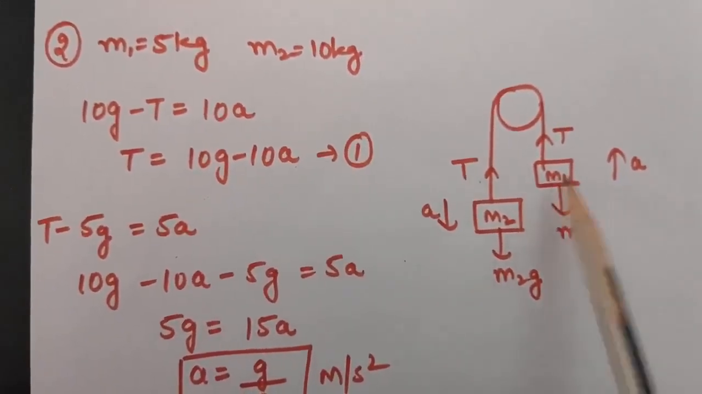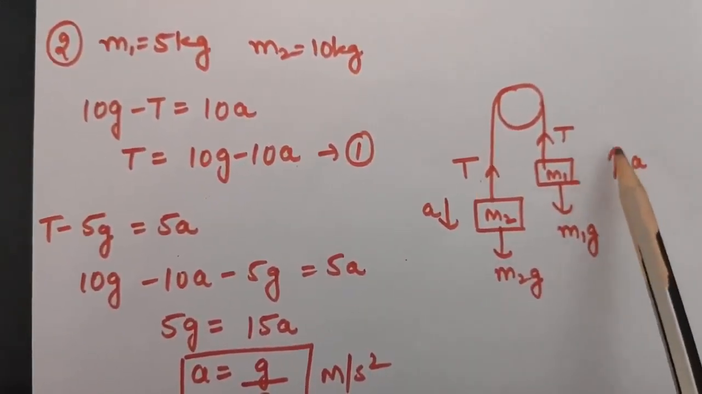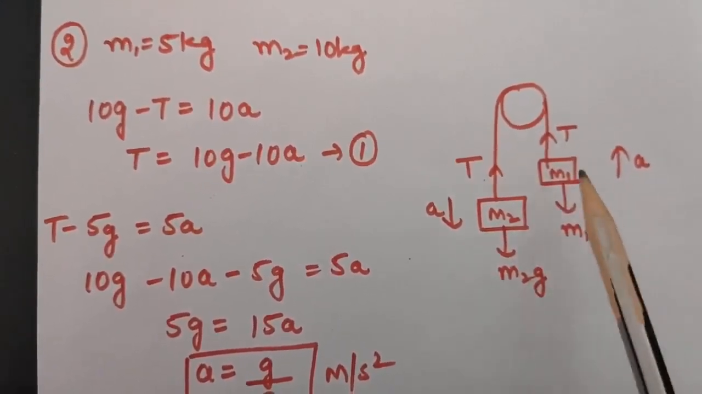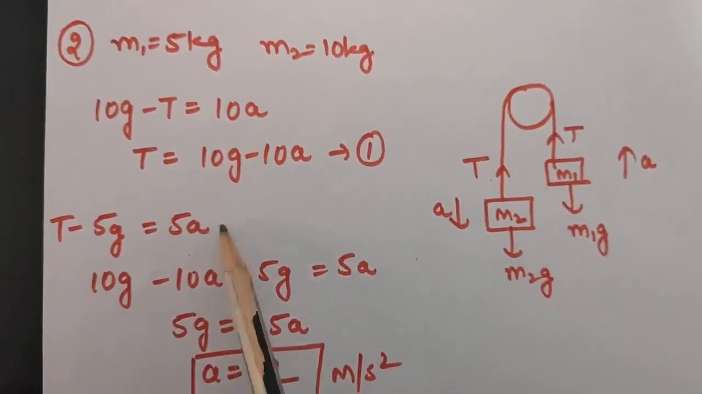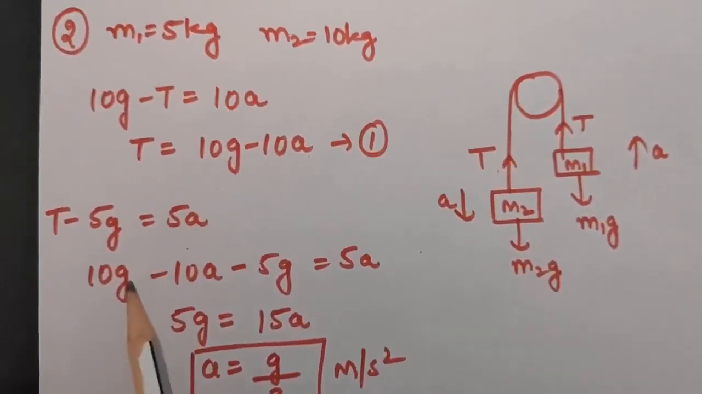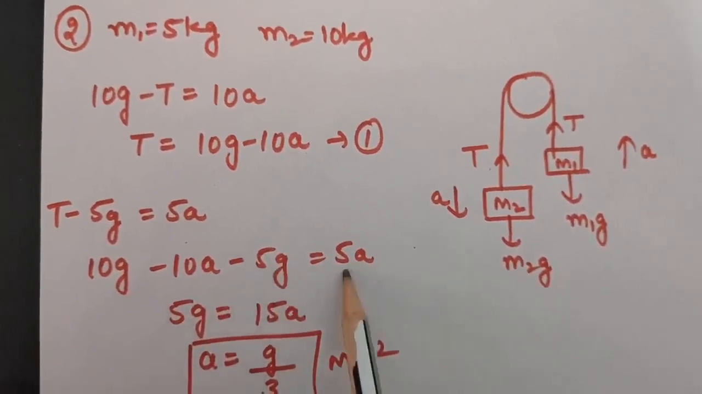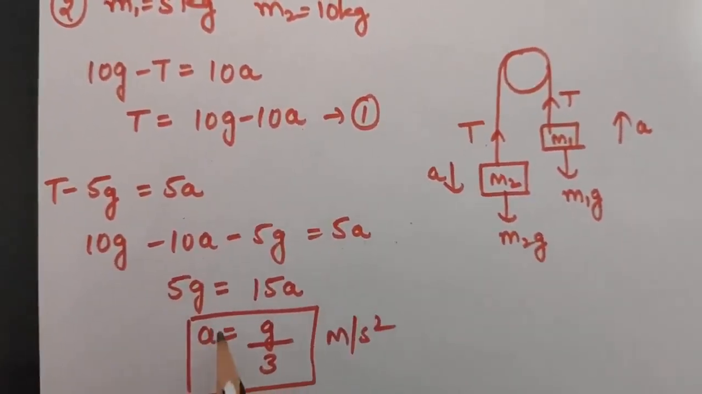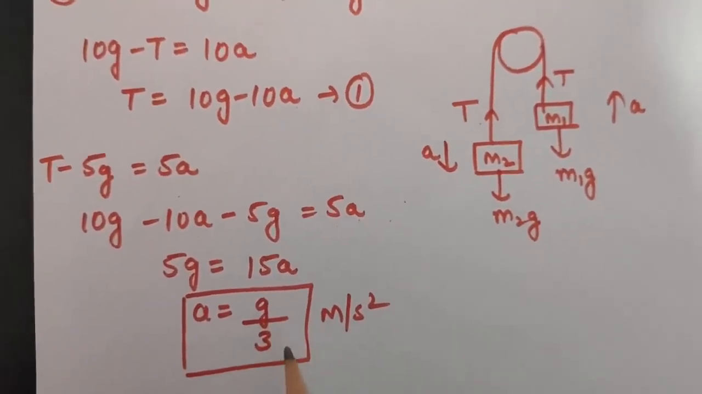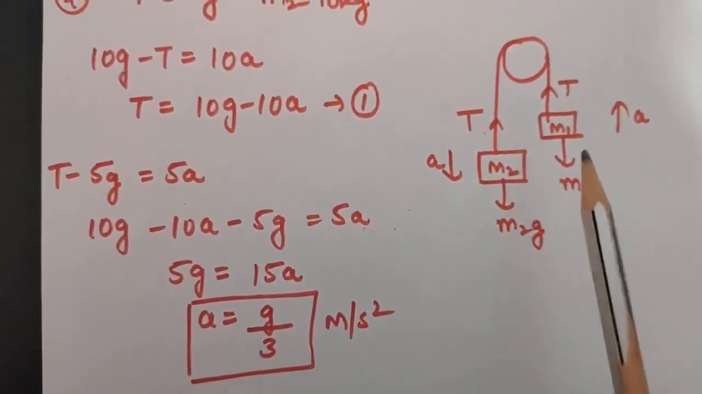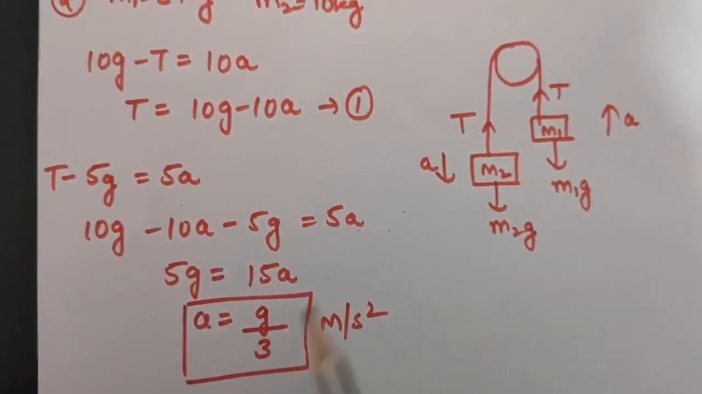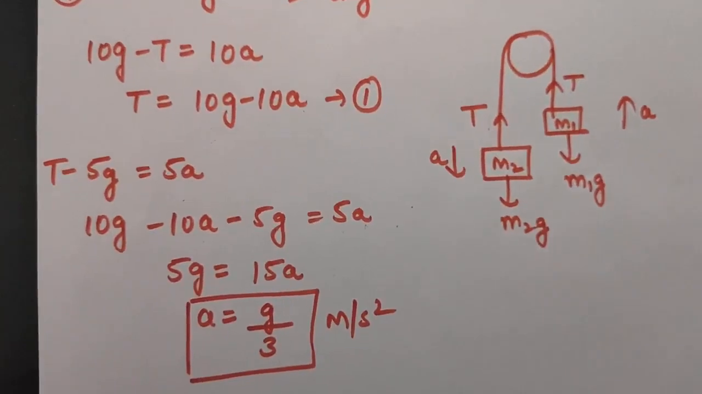Now for this one, because the motion is in upward direction, T will be positive. So T minus 5G is equal to 5A. Now here put the value of tension from the first equation. So you will get 10G minus 10A minus 5G is equal to 5A. Just solve it for A, you will get the value of the acceleration to be G by 3. So this means when the masses are released, they will be moving with this acceleration, that is G by 3, both of them.